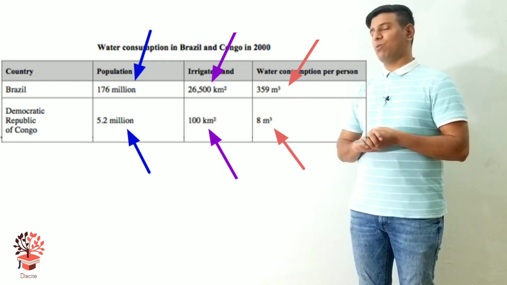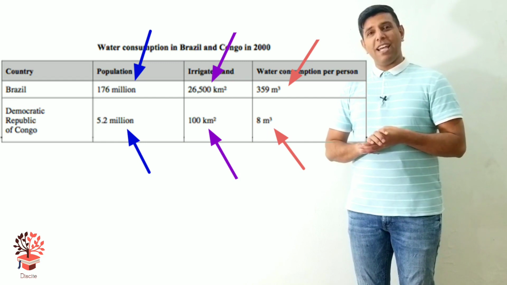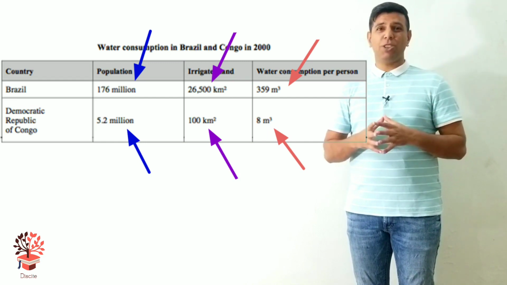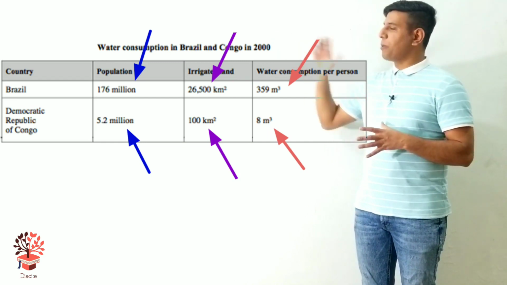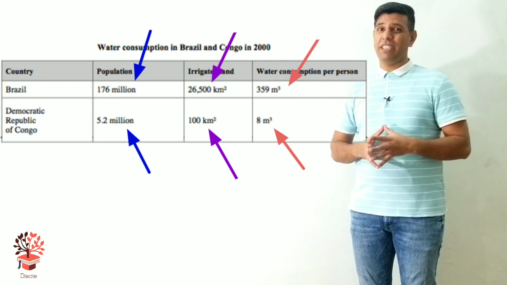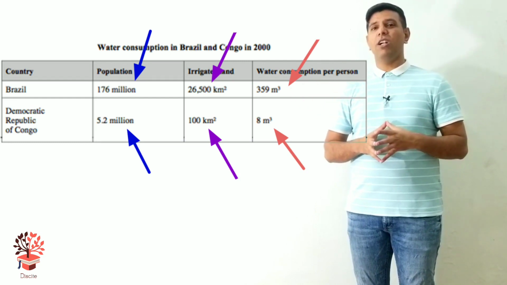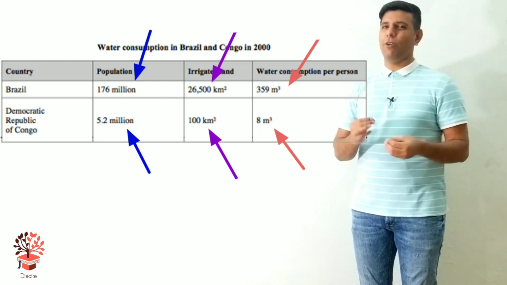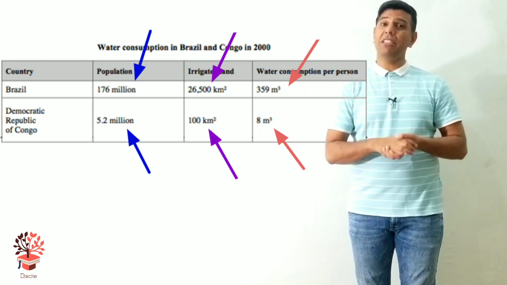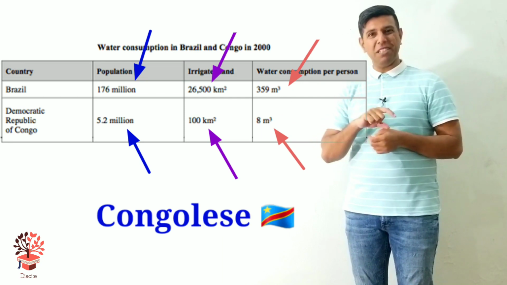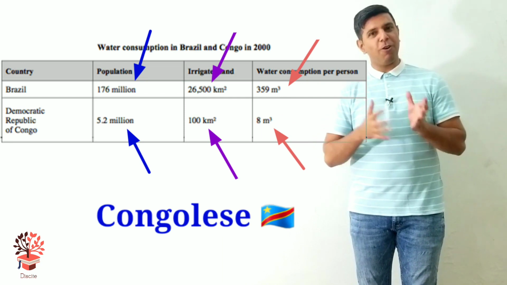And then the last one, water consumption per head, per person, or an average Brazilian consumes 359 meter cubes of water, compared with the meager 8 meter cube for the Congolese. Congolese people living in Congo are called Congolese.